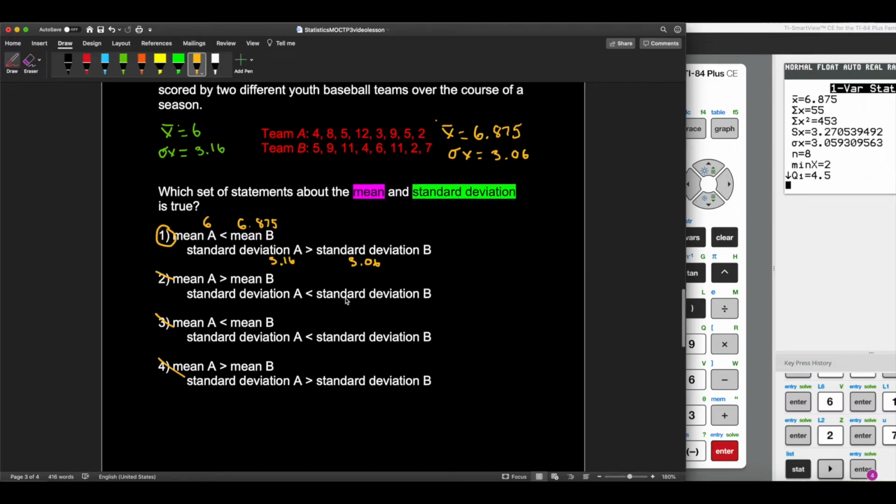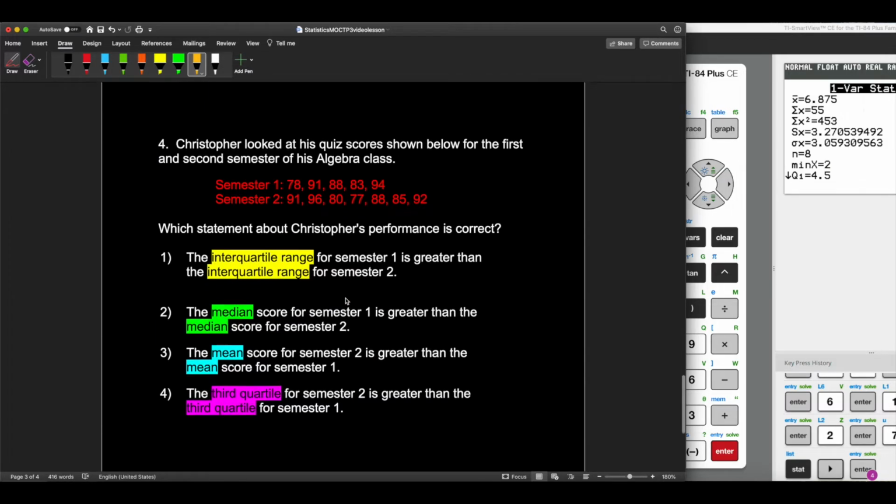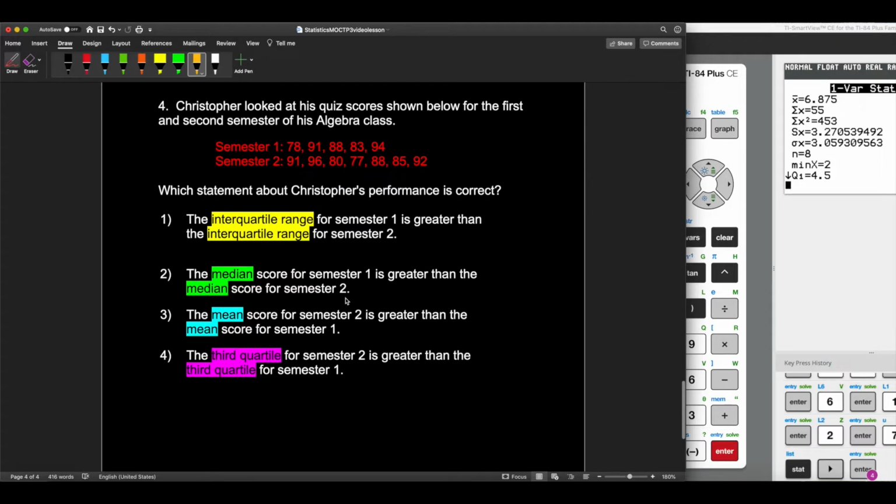Let's look at one more, and then we're done. Okay, last one, guys. Christopher looked at his quiz scores shown below, for the first and second semester in his algebra class. Okay, nice job, Chris. Which statement about Christopher's performance is correct? Which, as we know, folks, is the same exact thing as the Regents has been saying is true. Okay?